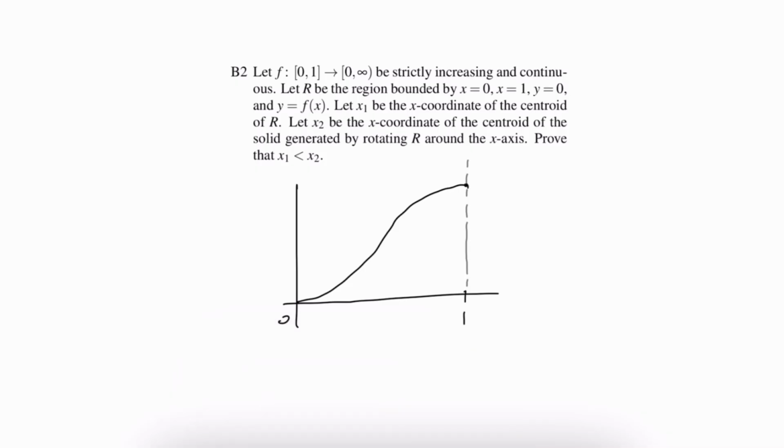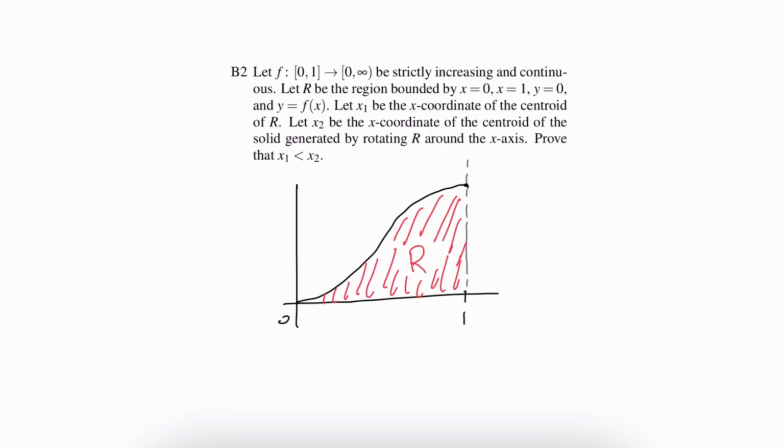We let R be the region bounded by x equals 0, x equals 1, y equals 0, and y equals f. So that is just this region inside here, right? We let x1 be the x-coordinate of the centroid of R.